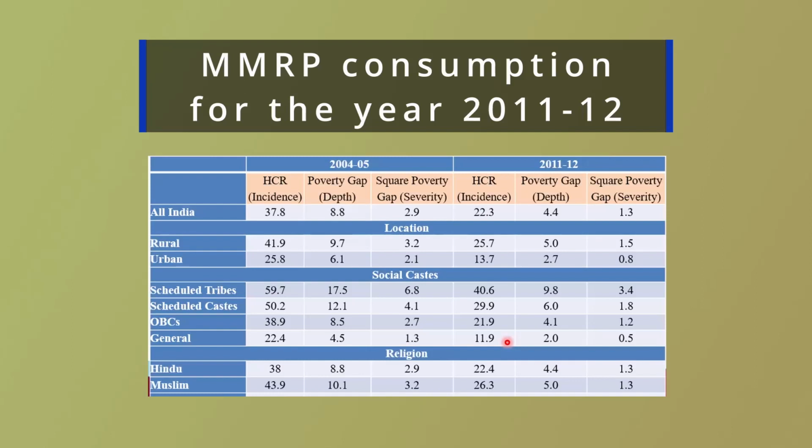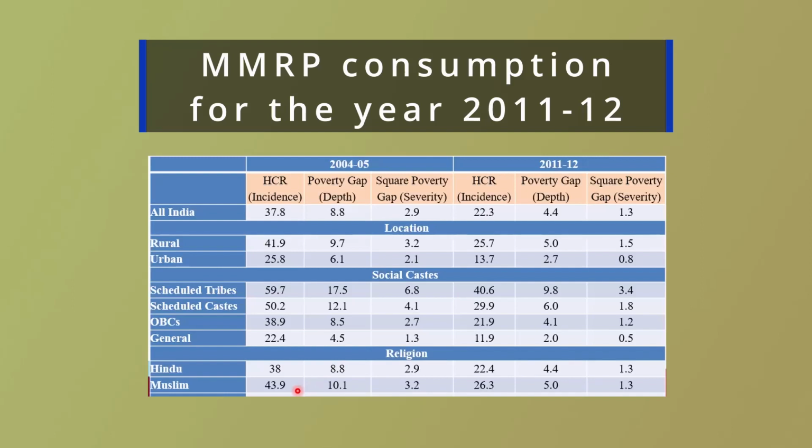to 11.9%. Similarly, the depth of the poverty, that is poverty gap, and the severity of the poverty, that is square poverty gap, were also decreased during this period across different social castes in India.